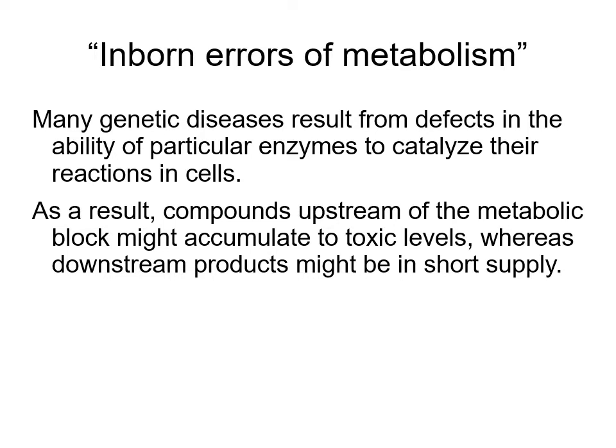Okay, good morning. Today we're going to continue our discussion of inborn errors of metabolism. This is a very general principle: many genetic diseases result from defects in the ability of specific enzymes to catalyze their reactions. The result is that compounds upstream of the metabolic block will accumulate to toxic levels, whereas downstream products might be in short supply. Which is more important in any particular disease depends on exactly what those metabolites are and what their roles are in the cell.